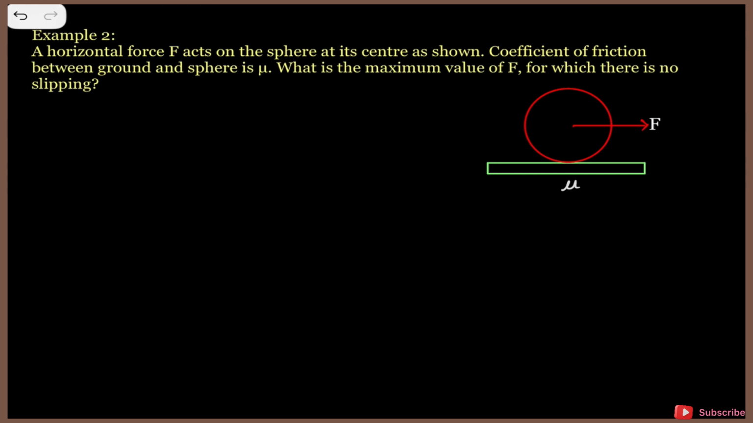And rest, it is saying what is the maximum value of force F for which there is no slipping. So again, we need to find the maximum value of force F so that there is no slipping. Make sure we don't know the value of friction, so our answer must be in terms of mu or mass m. Okay, so again, what is our strategy?